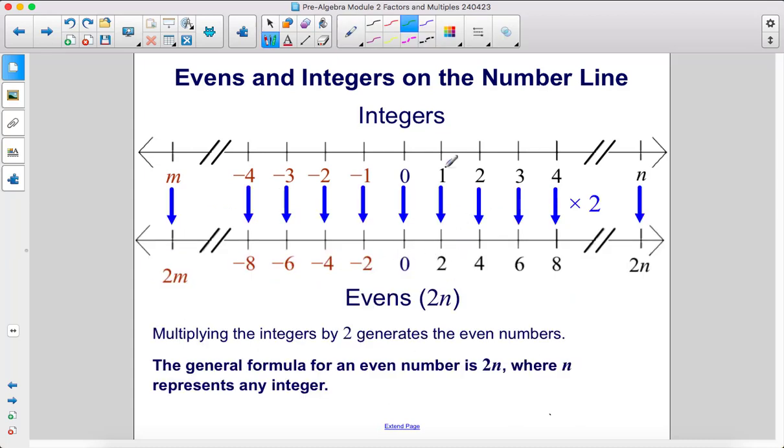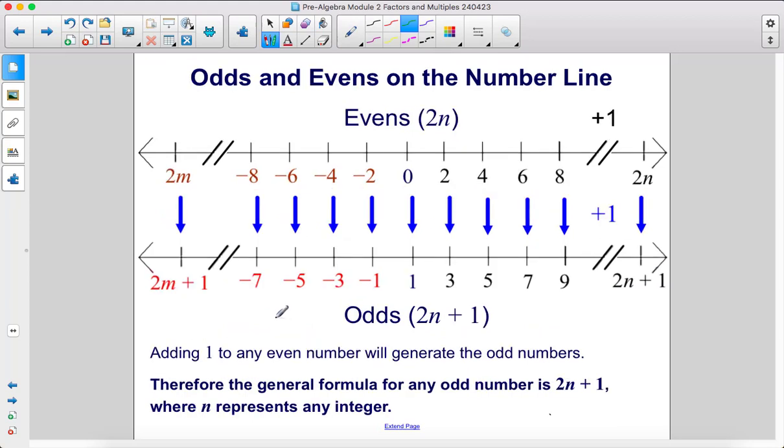So if you take any number and multiply it by 2, you get even numbers. So 0 times 2 is still 0. 1 multiplied by 2 is 2. 2 times 2 is 4. 3 times 2 is 6. And so on. n times 2 is 2n. m times 2 is 2m. The general formula for an even number is 2n, where n represents any integer.